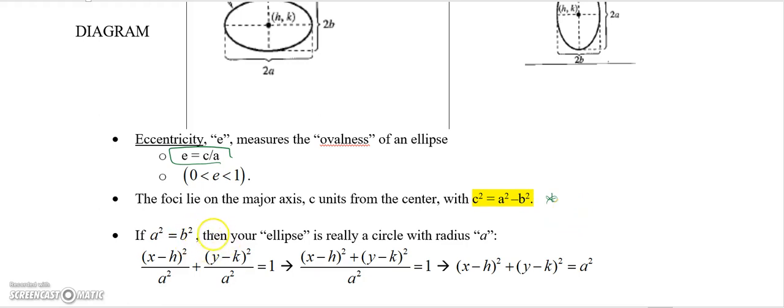And then if your ellipse is really a circle, then your A squared equals B squared. Your A, which is this distance, is going to equal your B, which is this distance. So if they're the same, then you really have a circle. So your A squared and your B squared are the same, which you can write as one fraction, or you can multiply your A squared to the other side, and this is really just the equation for a circle with A instead of R.